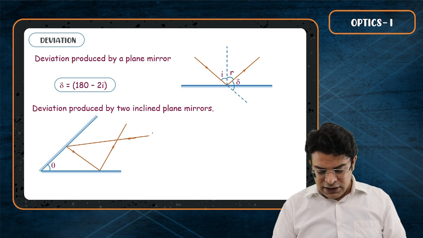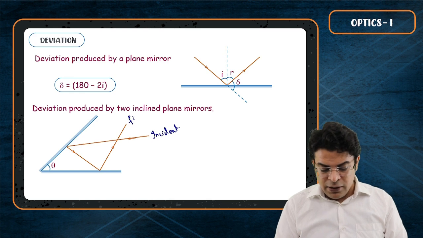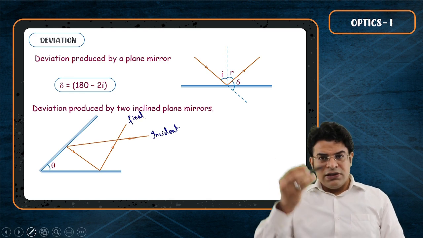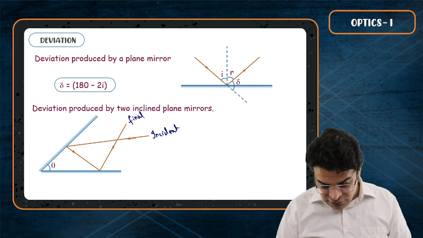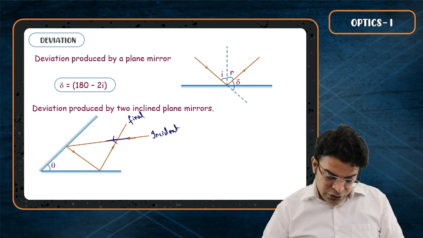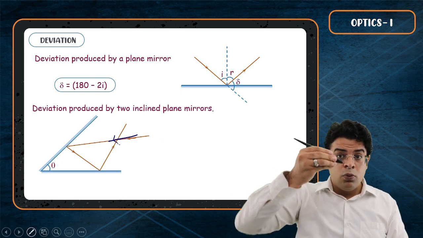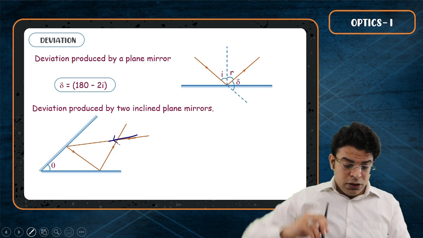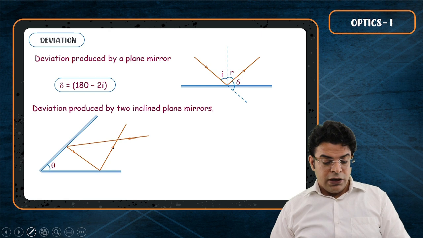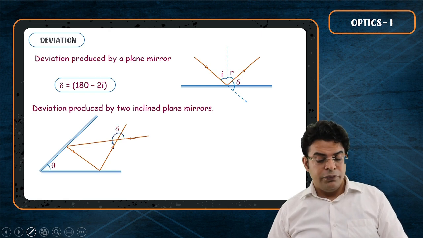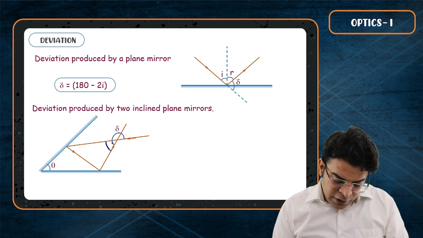So you will say that the incident ray is this, and the final ray coming out is this. So this ray has turned its path by how much angle? This ray was going this way, and now it's going this way. So what is the deviation? It has turned twice, once and then once more. So you will say that the total deviation is given by this angle, and let's call this angle delta. Sir, how to find this angle delta? I will tell you how to find delta.